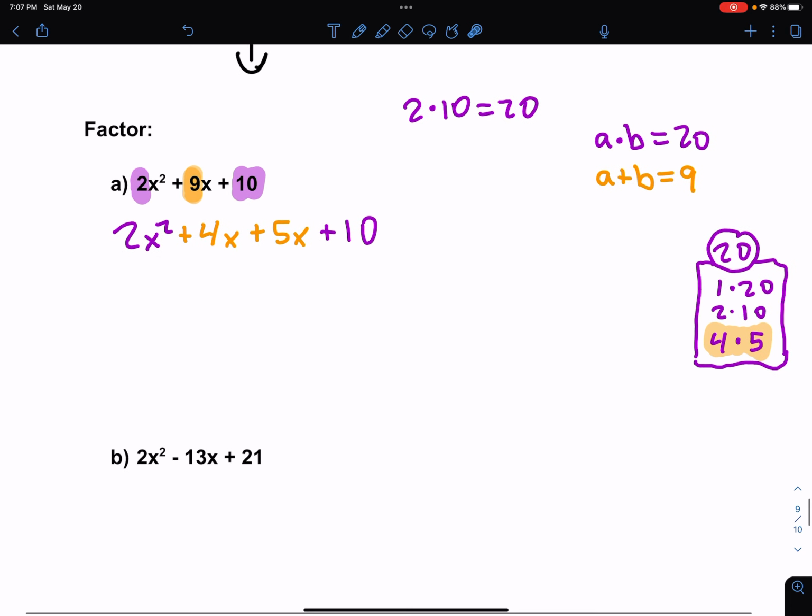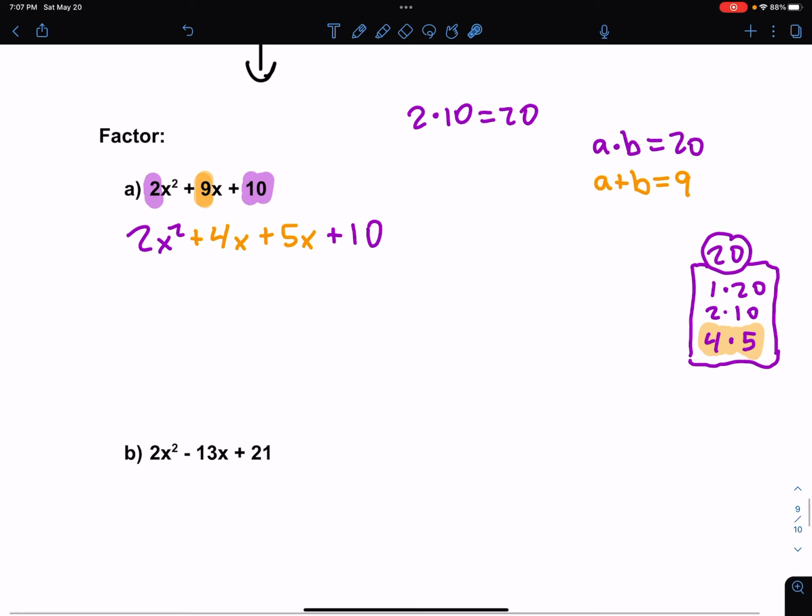So don't stress too much about that. Okay, so now what we got are 2 groups. We got 2x squared plus 4x, and we got 5x plus 10, and we need to pull out the greatest common factor, GCF. My greatest common factor.